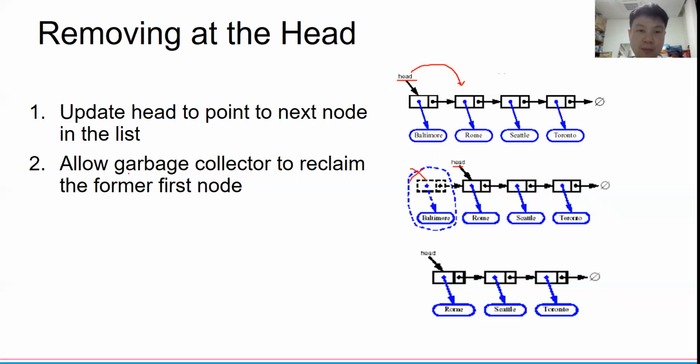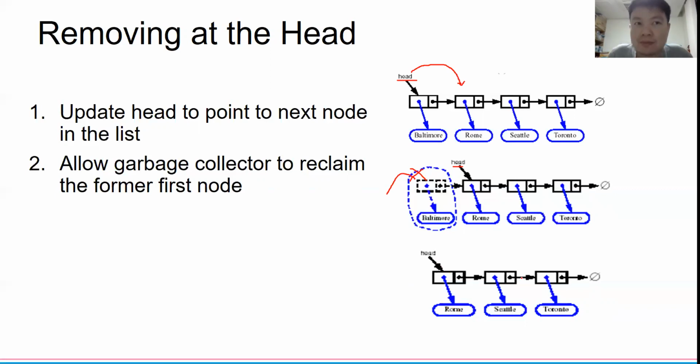And it allows the garbage collector to reclaim the former first node. So this is going to go to the garbage collector. The garbage collector is a kind of method, or a place to save all the data that you want to delete. And after you put this in the garbage collector, then you have the new head with this Rome. And yeah, this is the single list. We have Rome, Seattle, and Toronto. So it is about the head, yeah?